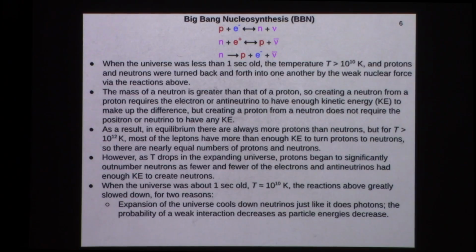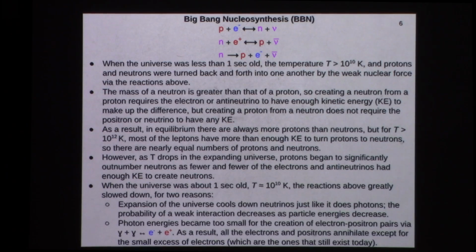One, expansion of the universe cools down neutrinos just like it does photons. You've got a wavelength, they're moving relativistically, they're cooling down. And two, it turns out that the probability of a weak interaction, which is what drives these conversions of neutrons into protons and vice versa, decreases as particle energies decrease.